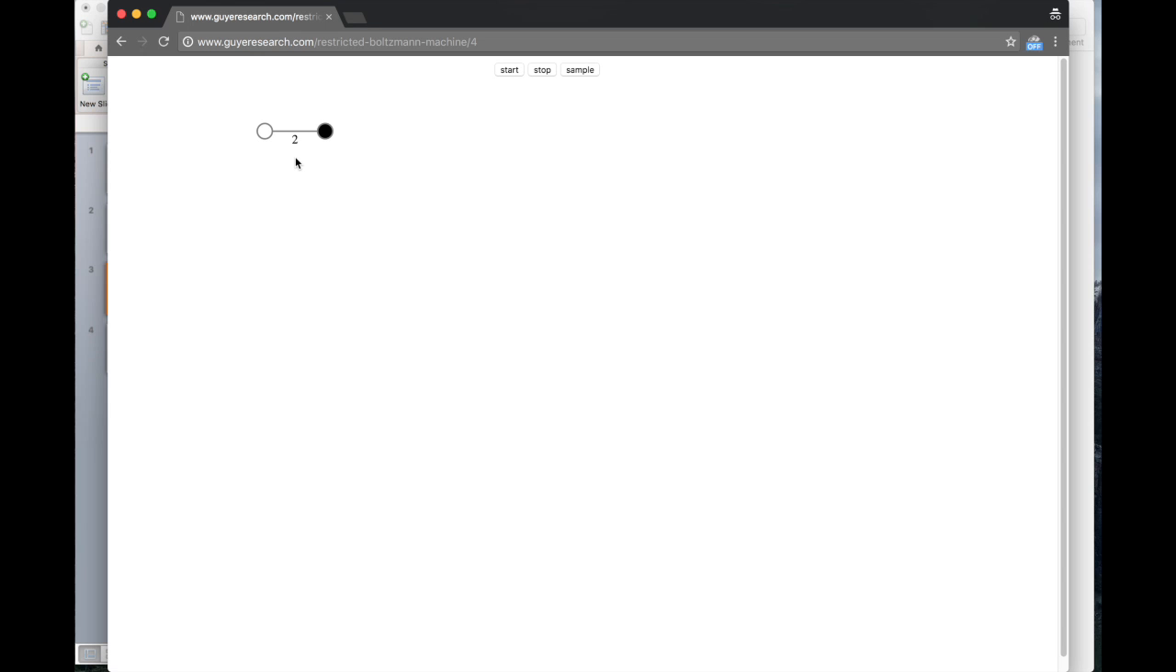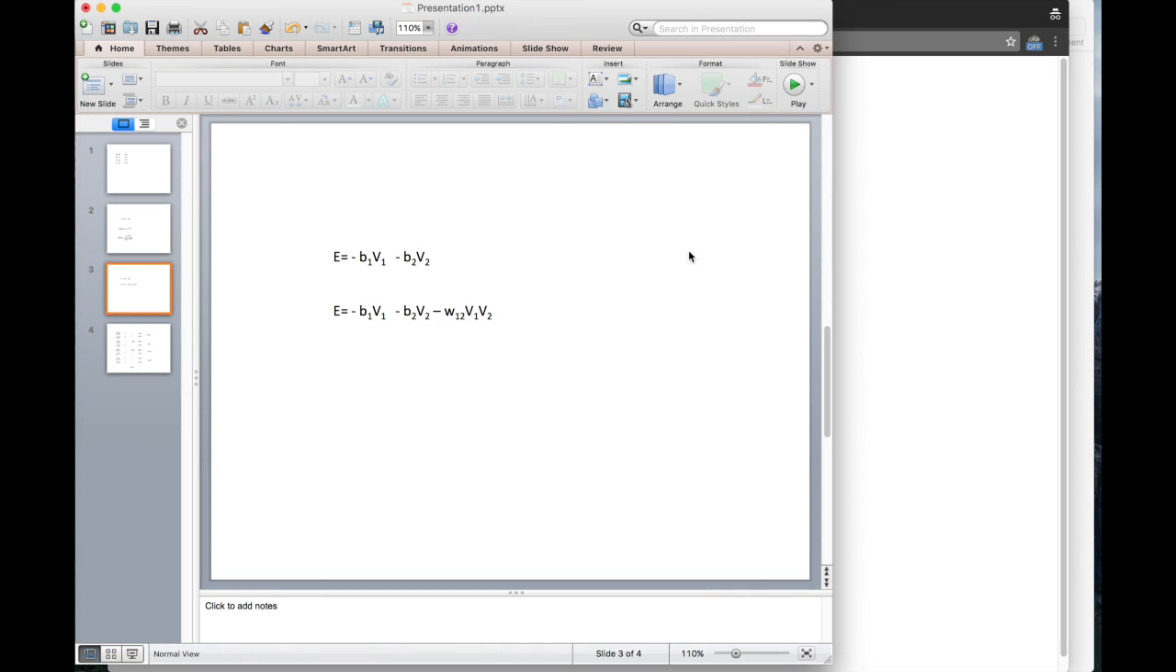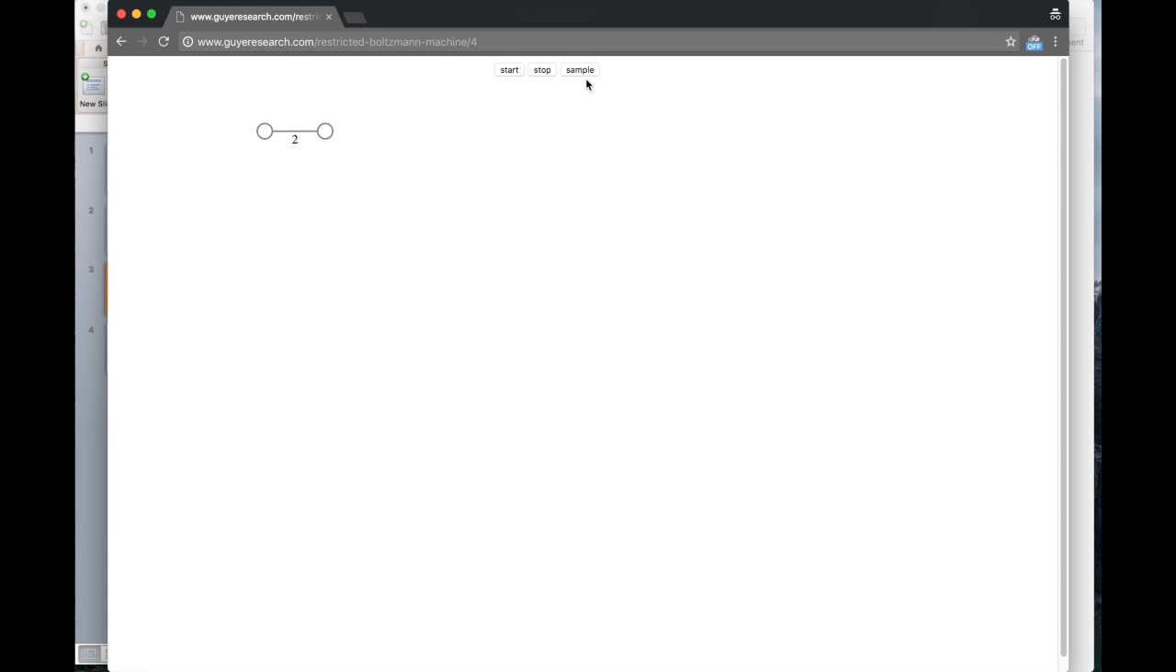So what kind of distribution of the configurations are you expecting to see for this system? Based on this function, we can say that the system prefers the two neurons to be on. When the two neurons are on, this multiplication will be positive and large, and minus this multiplication will be small, so the energy of the system will be small. So the distribution should be that this configuration where the two neurons are both on will be the most frequent. We click start, and we can see that the two neurons tend to be on together.